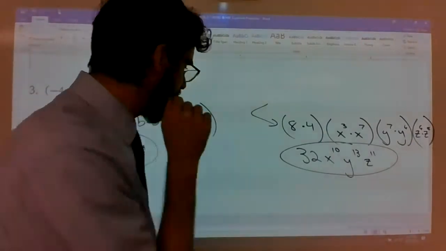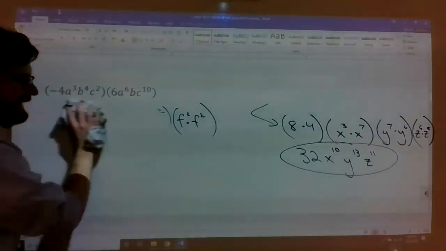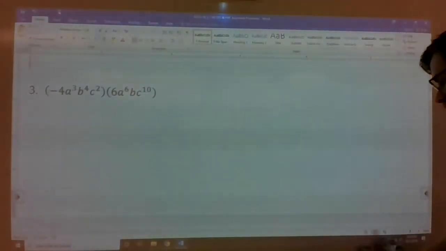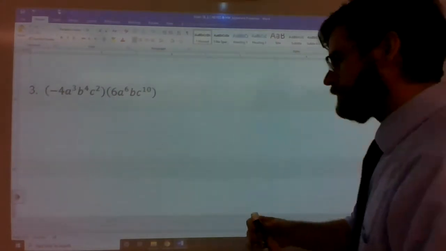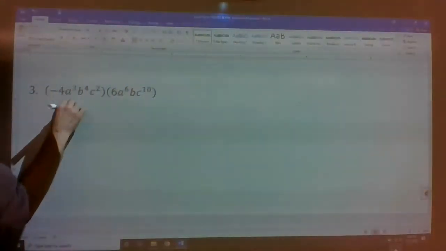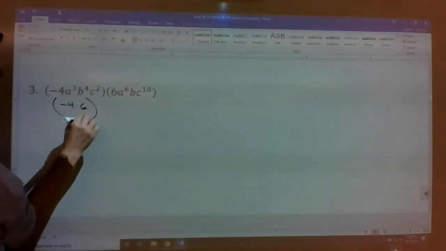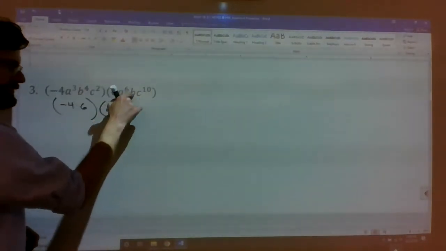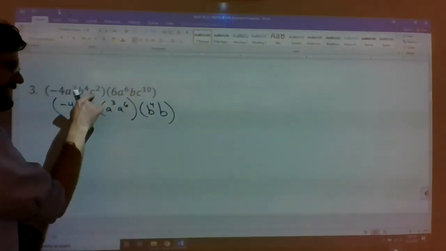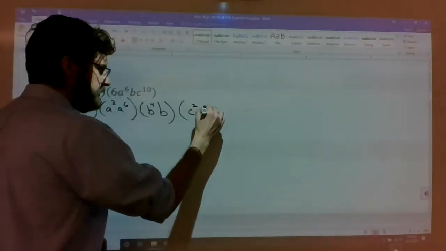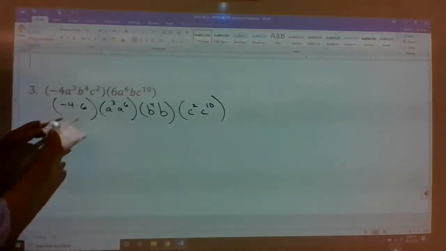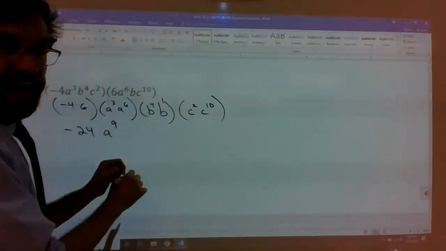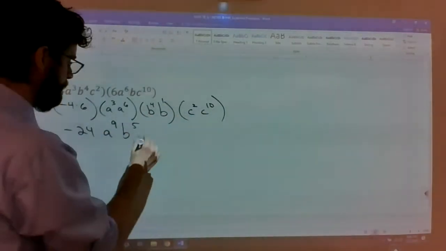All right, the last one of its kind looks like number 3. Again, I would encourage you guys to hit pause and try this on your own. All right, let's see if you're correct. Should be negative 4 times 6. A cubed times a to the 6. B to the 4 times b. C to the 2 times c to the 10. And that's it. Negative 24 a to the 9, b to the 5, and then c to the 12.